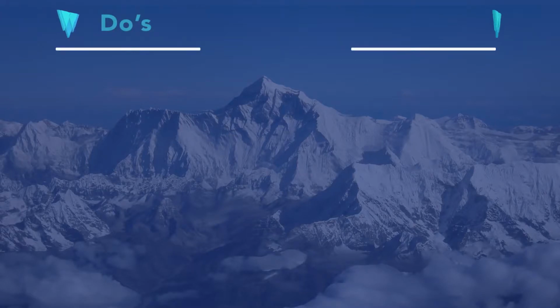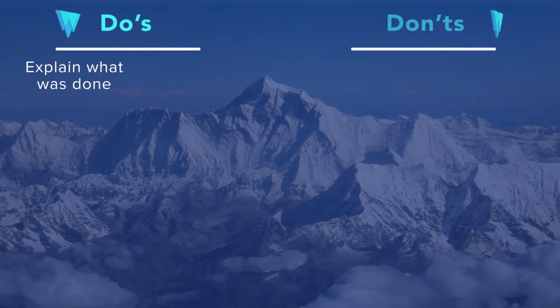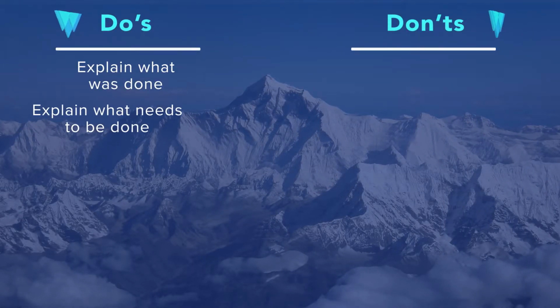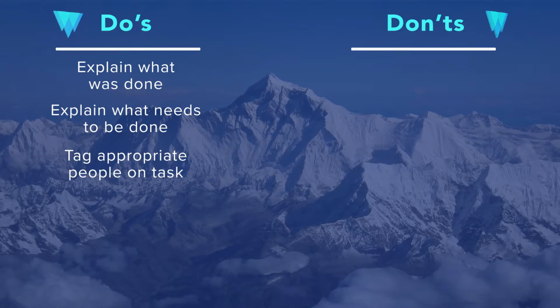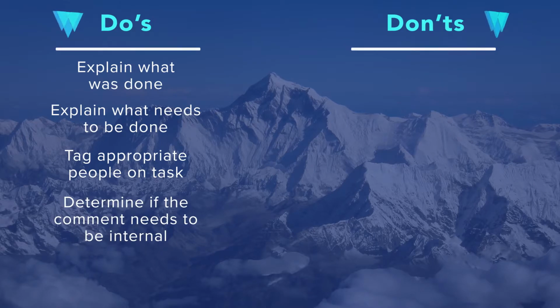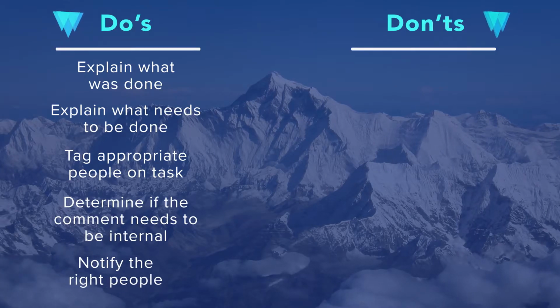A good comment should cover these 5 points. Explain what was done, explain what needs to be done, tag the appropriate recipient, determine if the comment is internal and set it up appropriately, and determine who needs to be notified.